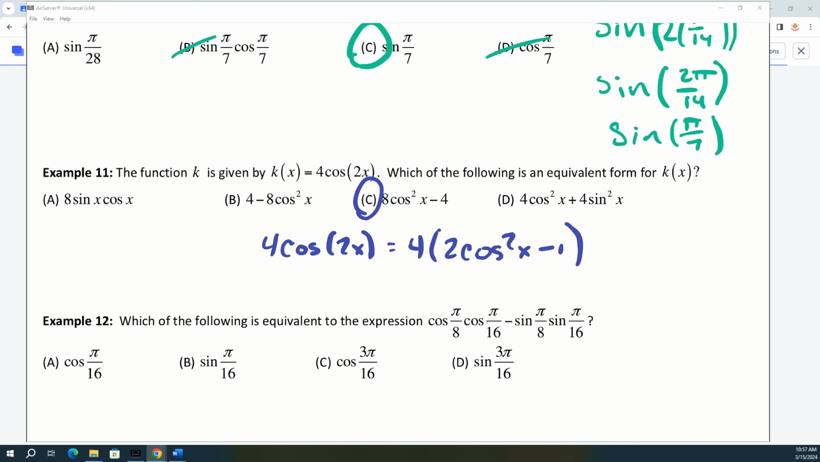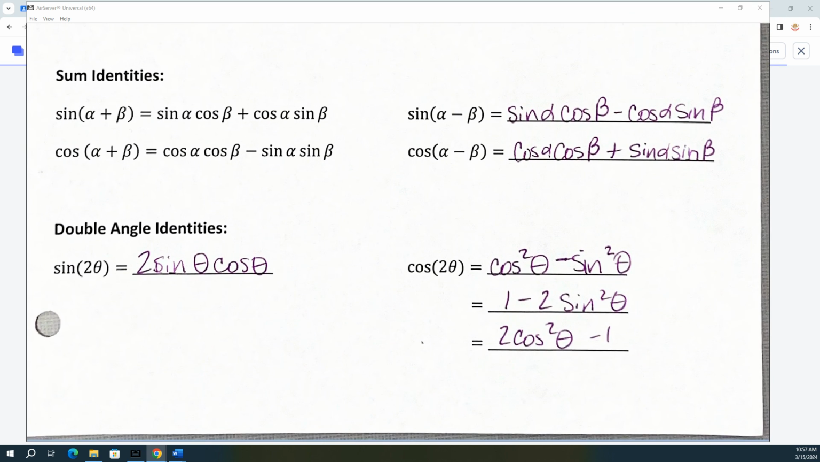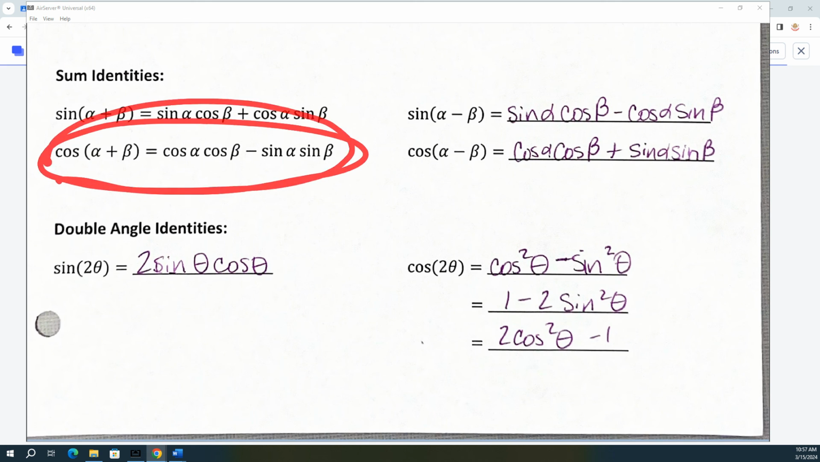Okay, so the last one, we're going to use an identity in reverse. So we have cosine of an angle times cosine of another angle minus sine, sine. So which one does that look like? Cosine, cosine minus sine, sine. The cosine of addition or subtraction? The cosine of addition. It looks like this one. What is alpha going to be in this situation? Pi over 8. What about beta? Pi over 16. So what I'm going to do is I'm going to take that pi over 8 and put it in for alpha. I'm going to take that pi over 16 and put it in for beta.